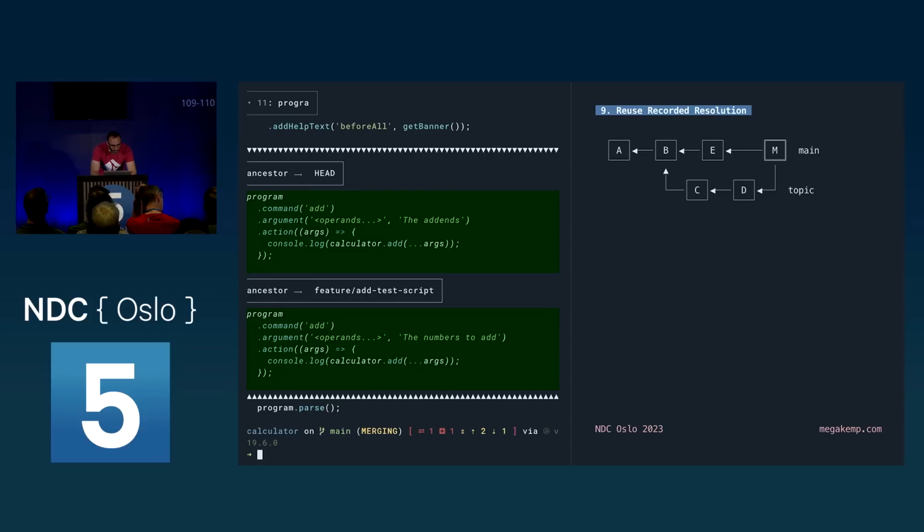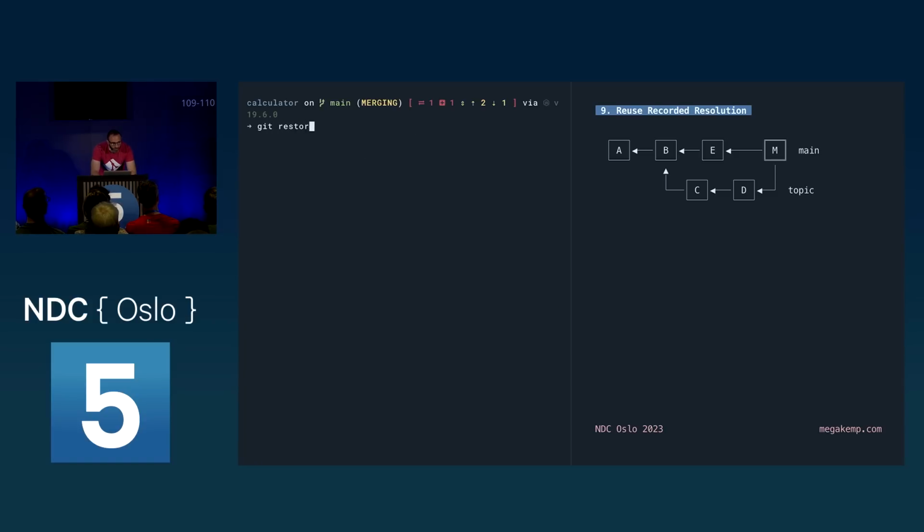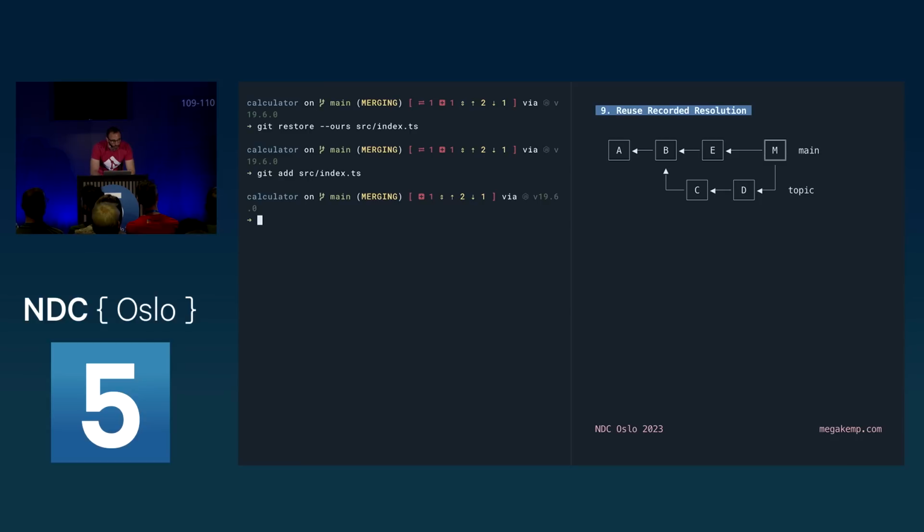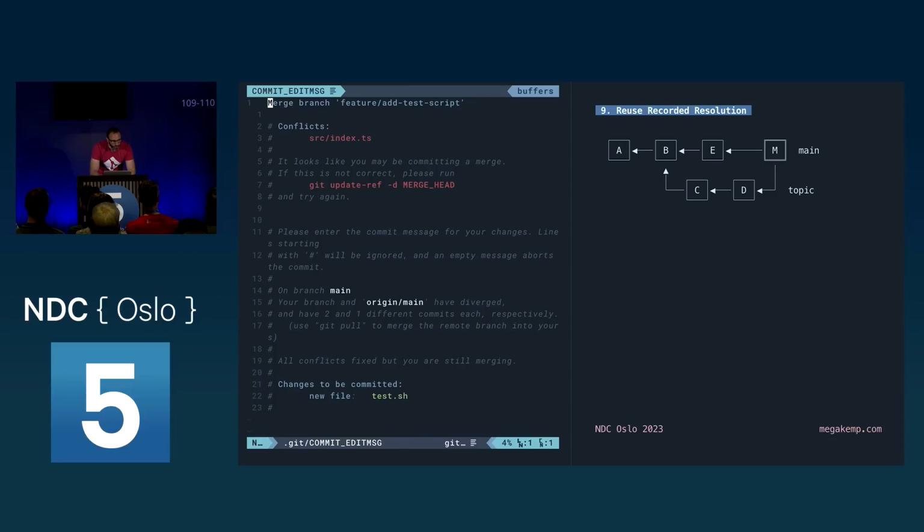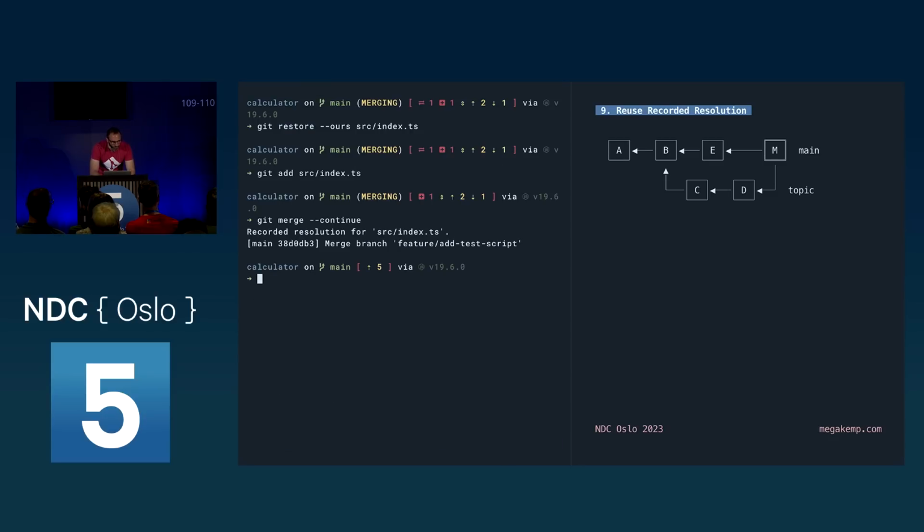So there is a quick way to resolve this conflict. We just say restore ours. We want our version of the file, not theirs, which is the topic branch. And then we say index. Perfect. Now we have resolved the conflict. You need to tell Rerere that this is the resolution. And how do you do that? You do it by staging the file with the resolution. And then you can just say merge continue. Of course, you get the message, and then you save. And notice here, recorded resolution for that file.